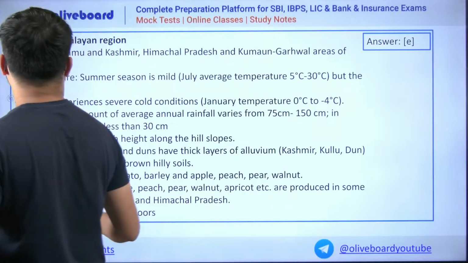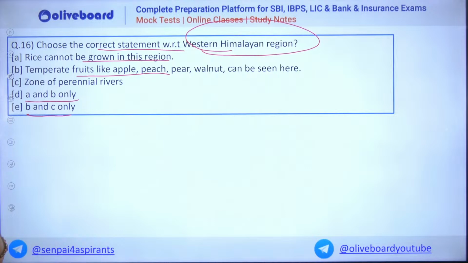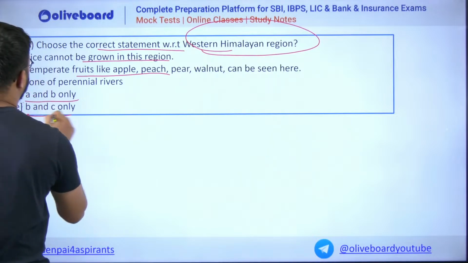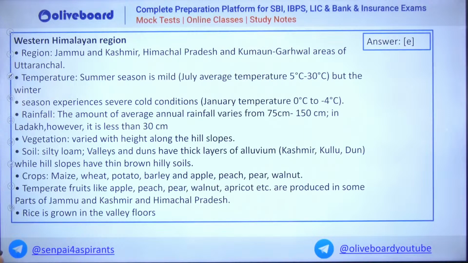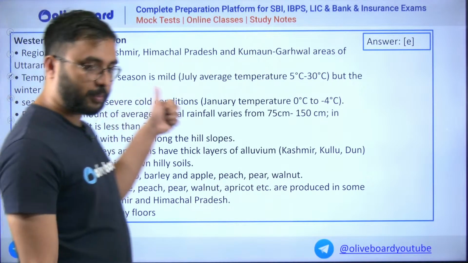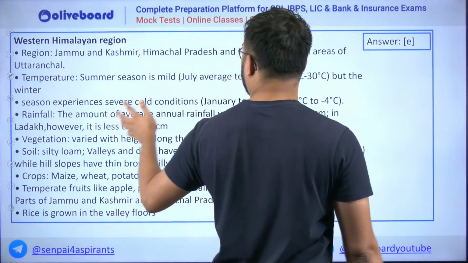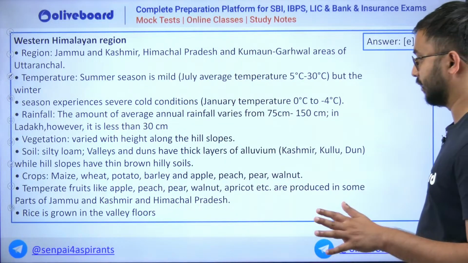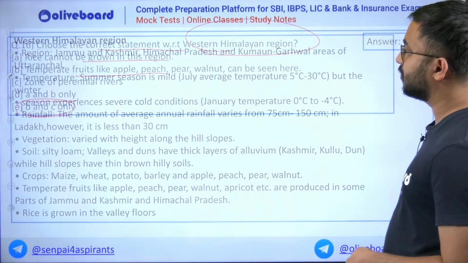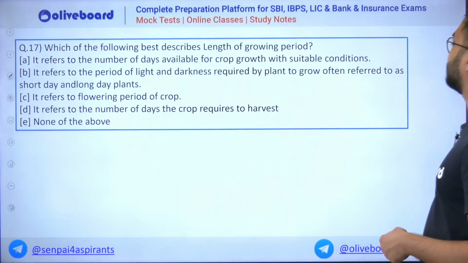So the answer here is, what is the answer? Yes, B and C is correct. Rice cannot be grown in this region? No, rice can be grown in this region. There are various regions like Himachal Pradesh and even Uttaranchal where rice cultivation is also still done. So therefore the answer here is E, that is B and C.